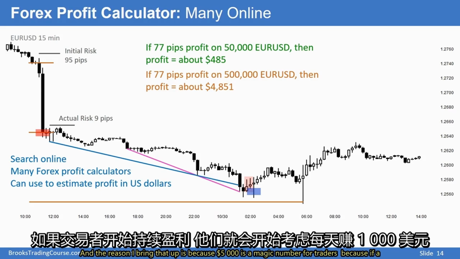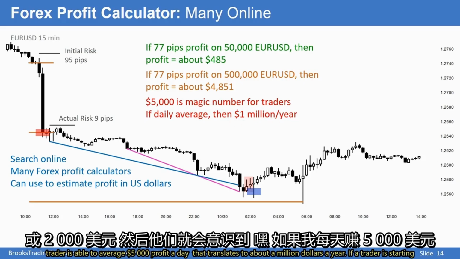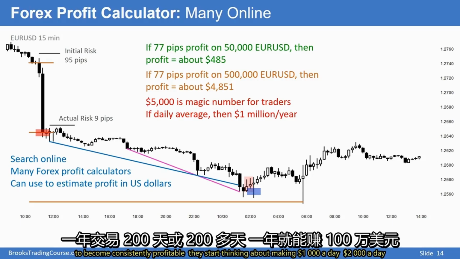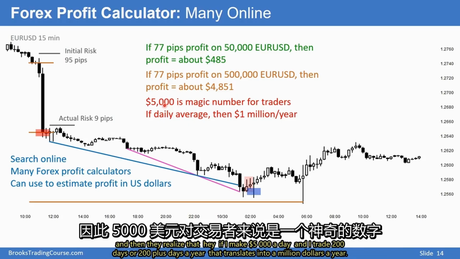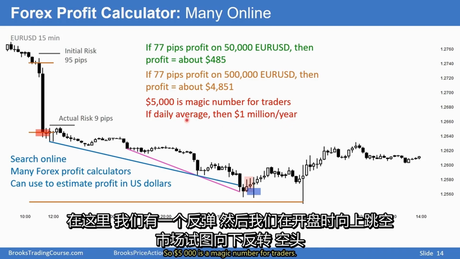And the reason I bring that up is because $5,000 is a magic number for traders. Because if a trader is able to average $5,000 profit a day, that translates to about $1 million a year. If a trader is starting to become consistently profitable, they start thinking about making $1,000 a day, $2,000 a day, and then they realize that if I make $5,000 a day and I trade 200 plus days a year, that translates into $1 million a year. So $5,000 is a magic number for traders.